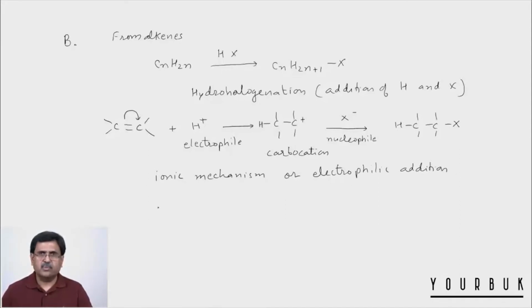Now we start with first example, and this is our ethene, CH2 double bond CH2. Now if you look at this ethene, it is a symmetrical alkene, and as a result you add H positive to any carbon of the double bond and X negative to the second carbon atom. So we are adding hydrogen to this carbon and we are adding halogen to this carbon. So in this case one and only one product is formed. This is called haloethane.